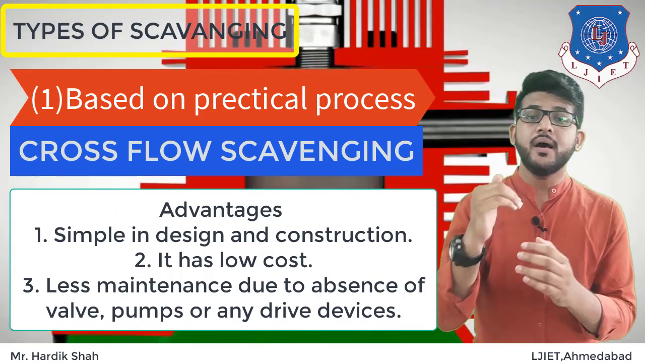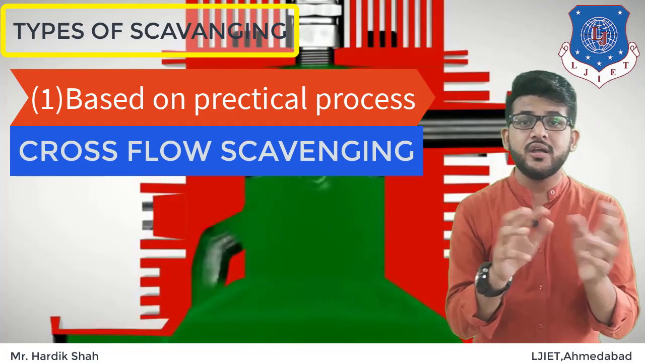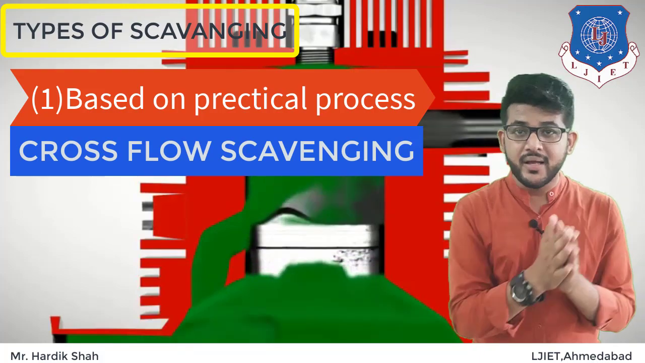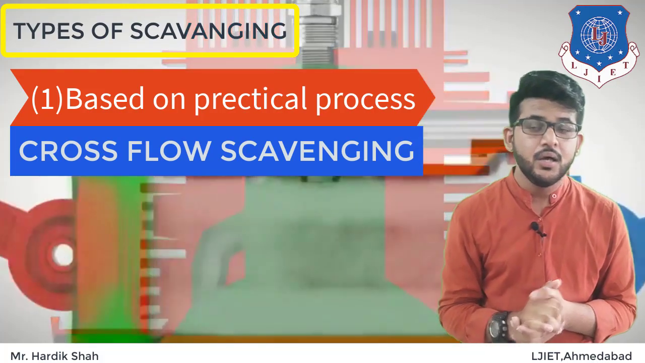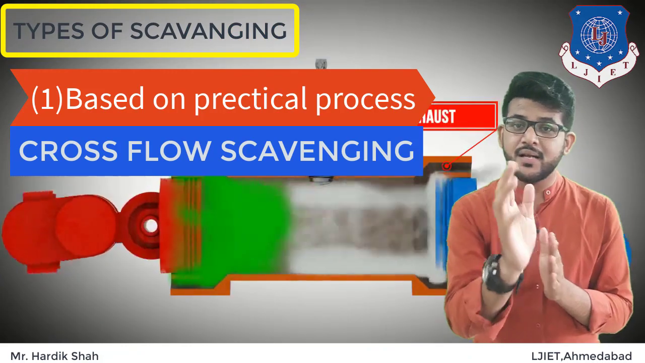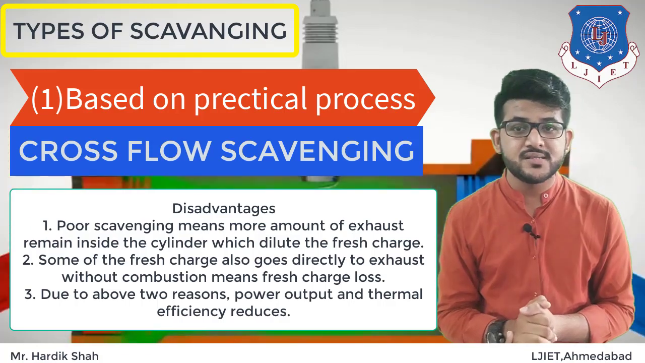Okay, now what are the disadvantages? The cross scavenging is actually not effective. However, it is used in low capacity petrol engines due to its simplicity and low cost. It is commonly used in two-wheeler engines. Okay, in two-wheelers. Now, what are the disadvantages of this system?